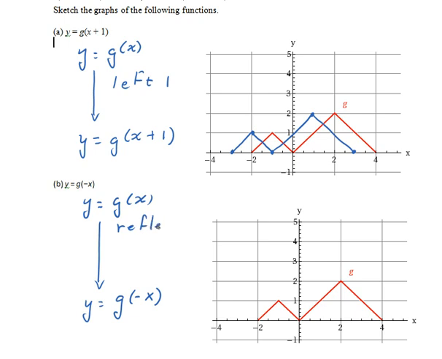reflected horizontally across or over the y-axis. So negative 2, 0 goes to 2, 0. Negative 1, 1 goes to 1, 1. 0, 0 stays where it is, since negative 1 times 0 is 0.